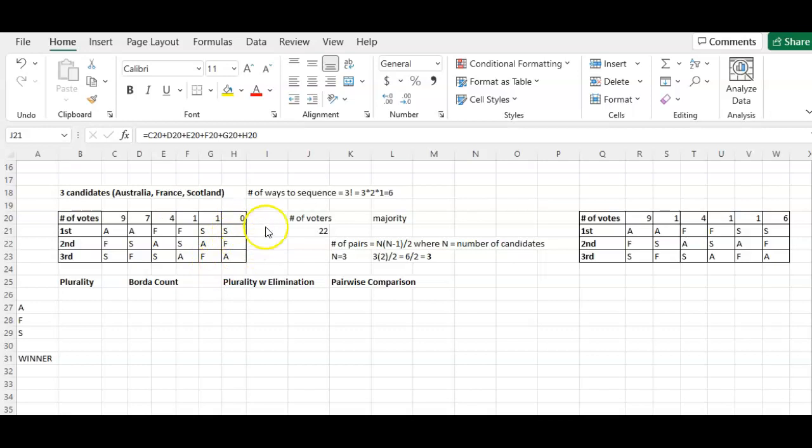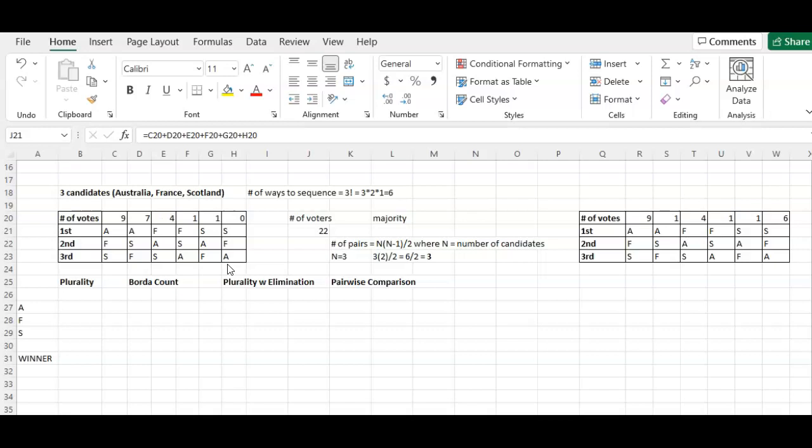We know there are 6 potential ways because we take the number of candidates, which is 3, Australia, France, and Scotland, and we just do 3 factorial. If you'll remember, factorial is just taking that number 3 and multiplying it by 1 less and 1 less until you get to the number 1. 3 times 2 times 1 is 6. So there are 6 potential sequences for these candidates.